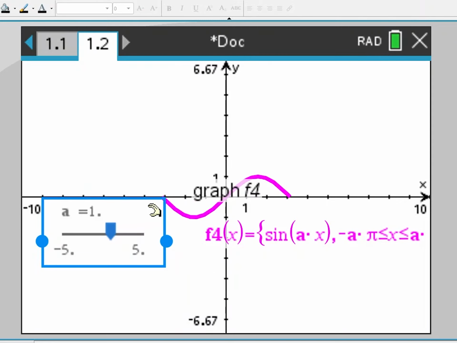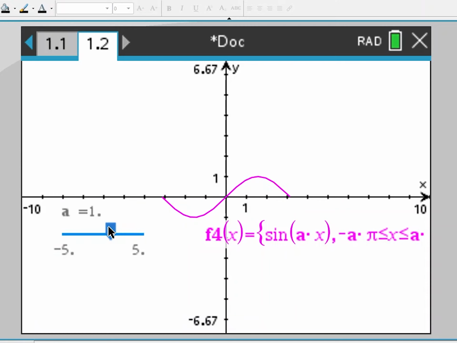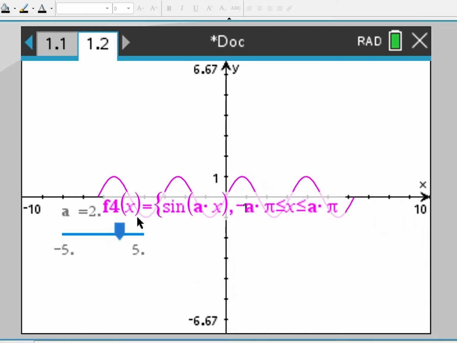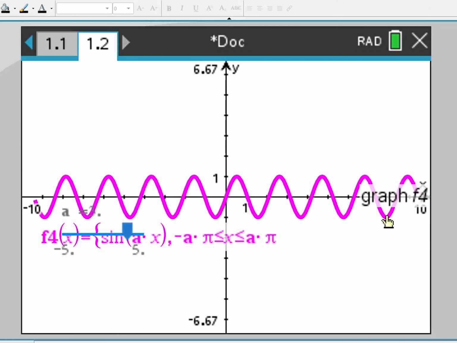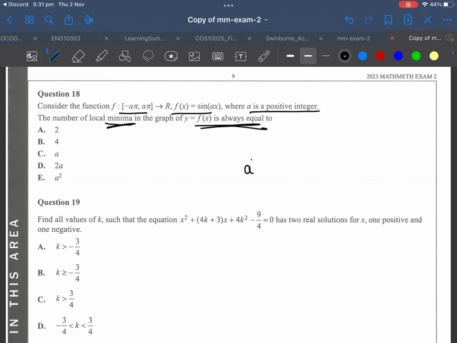Okay, so when a equals 1, we have one minimum over here. If I were to increase this, a equals 2, now we have 1, 2, 3, 4. So when a equals 1 we had 1, when a equals 2 we had 4. Oh okay, a equals 3 we have a lot. So 1, 2, 3, 4, 5, 6, 7, 8, 9. So it looks like a squared. So our pattern looks like, yeah, I think it's going to be a squared. So I think the answer is going to be E over here.